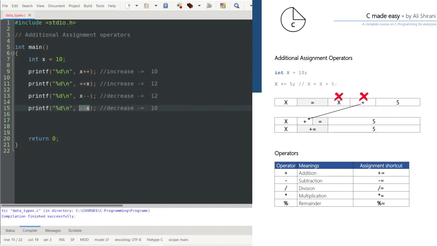So when x plus plus and plus plus x, or x minus minus and minus minus x are used as a separate statement, they are no different. As we've seen previously, if they are used separately, they have no different meanings, they are the same. So if you write it like this, or plus plus x, these are two separate, individual statements, and they are absolutely equal at this time.